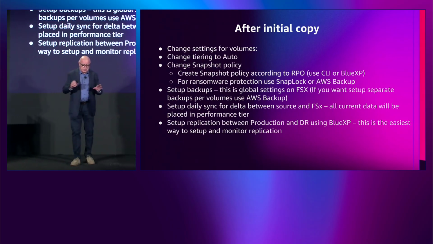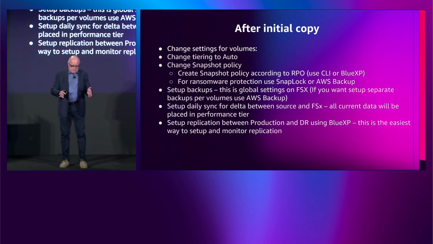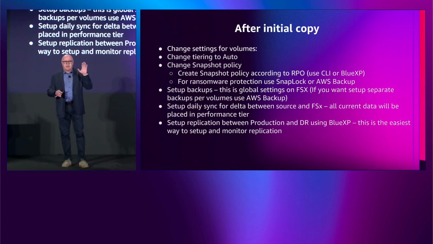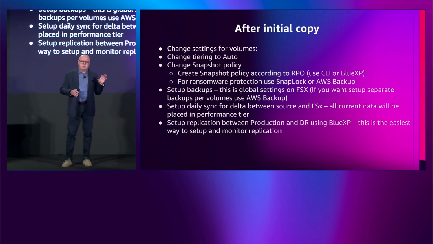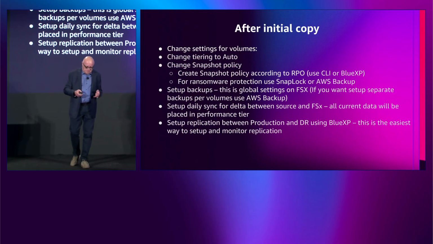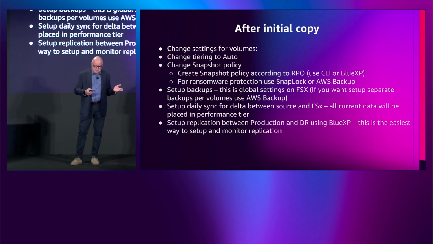And after the initial copy, which we already did, we want to set up the backup. The backup is set up a little bit tricky, because you set up the backup based on the FSx, not per volume. So the backup is the global setting for your FSx. If you have different requirements, then you should use AWS Backup, or you can set up more than one FSx. Then we also have to set up the replication between source and target.